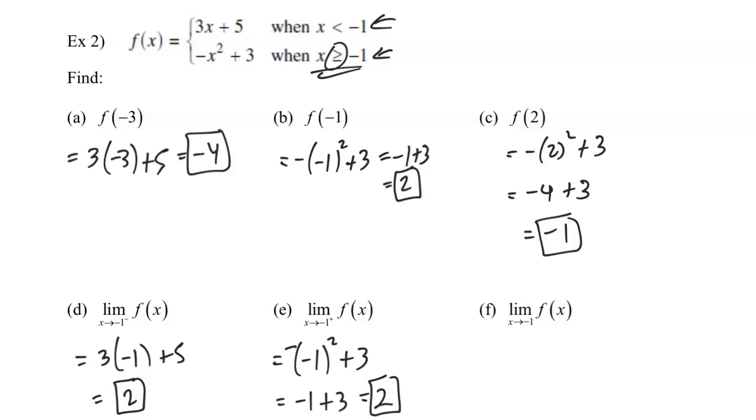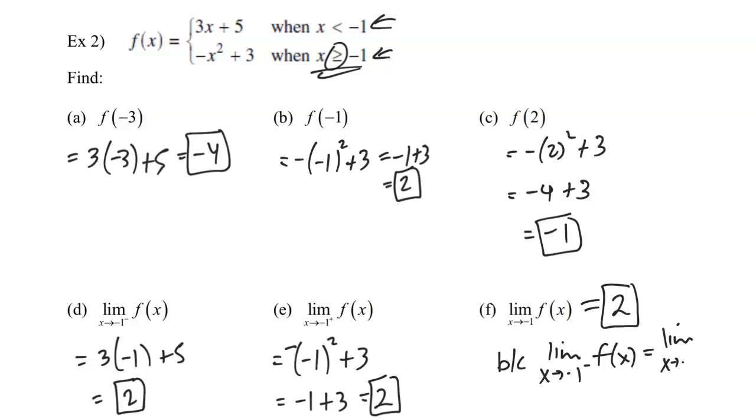Now, notice that letter D and letter E were the same value. They both existed, meaning we could find the answer, and the answers were equal. Therefore, letter F, what we call a two-sided limit, because it does not have a superscript, either plus or minus, this limit is also going to equal 2, and the reason for that is because the limit as x approaches negative 1 from the left of f of x is equal to the limit as x approaches negative 1 from the right of f of x, and both of those things are equal to 2.